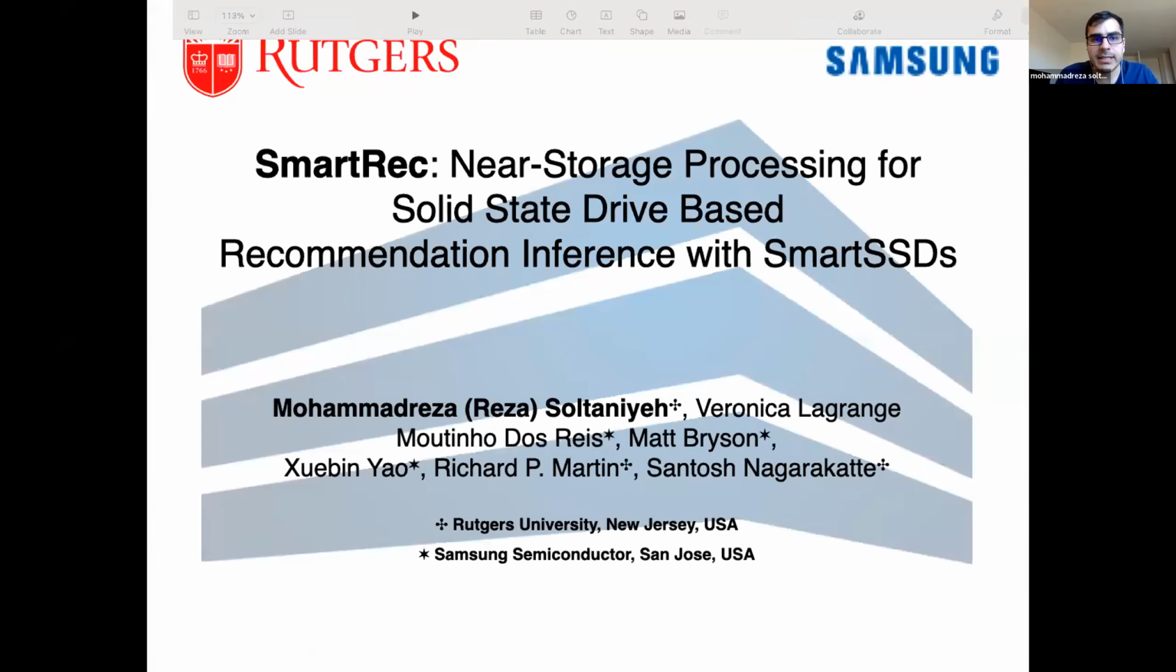Today, I'm presenting SmartRec, which is a near-storage inference engine for AI recommendation systems that uses a SmartSSD.